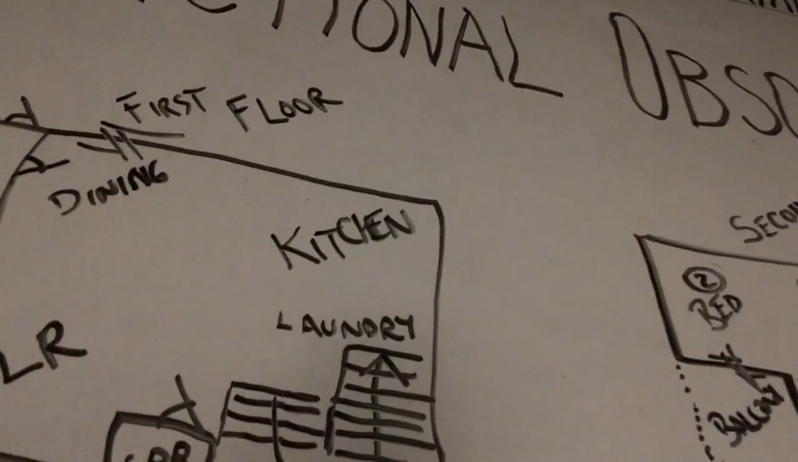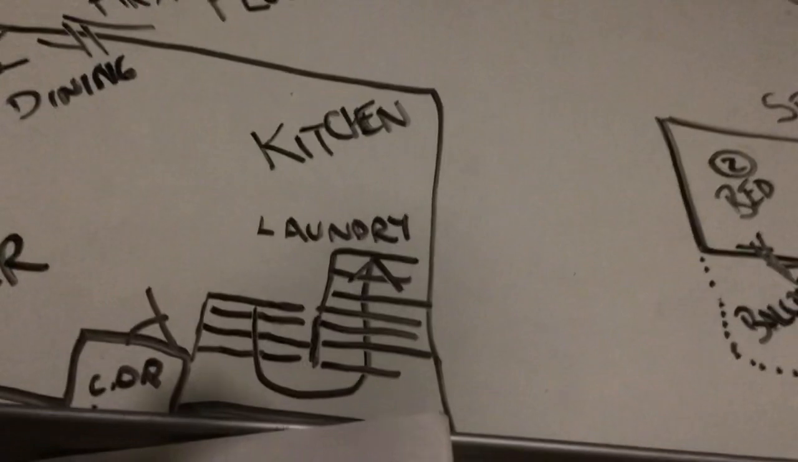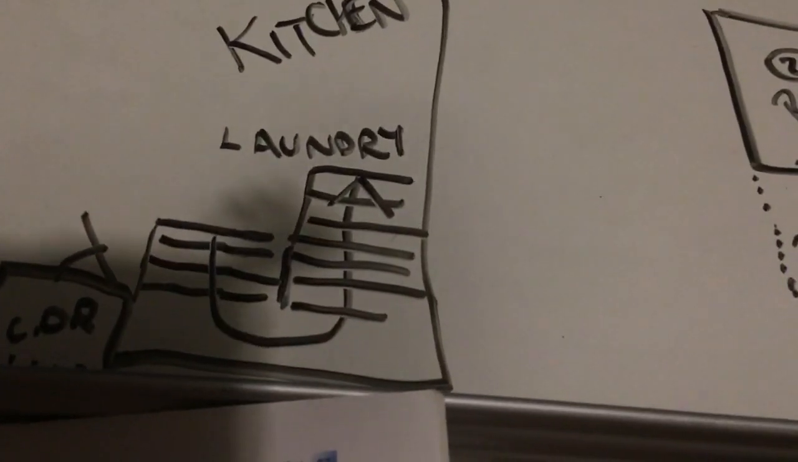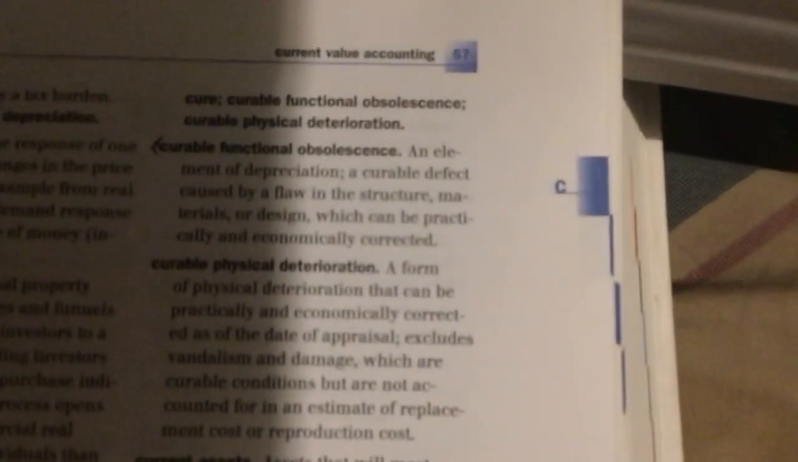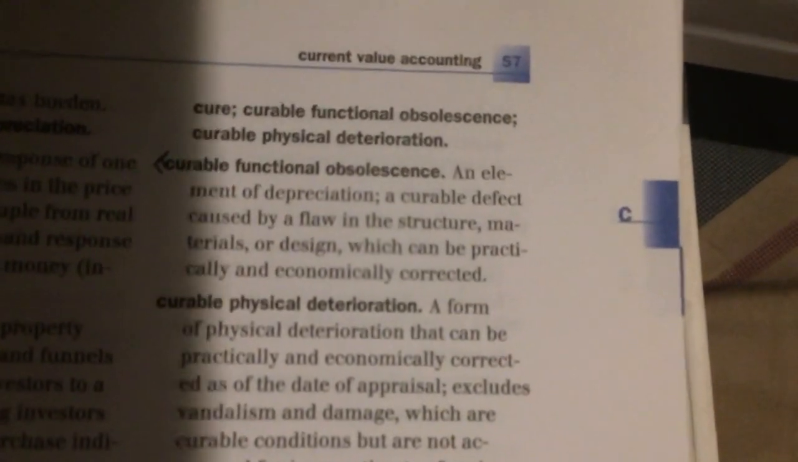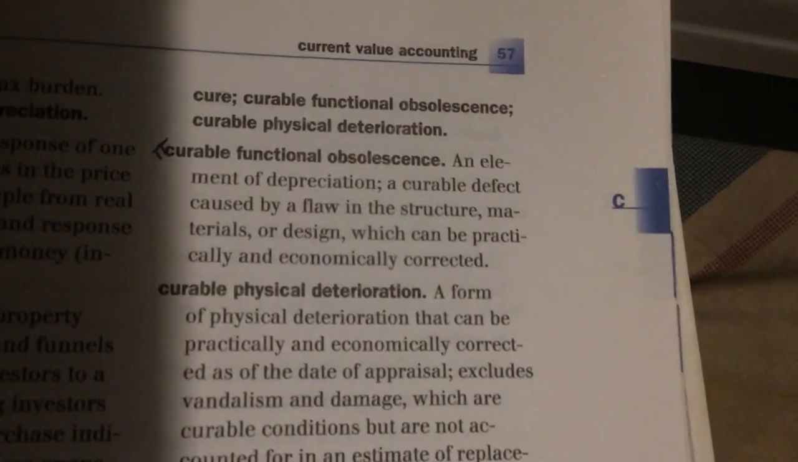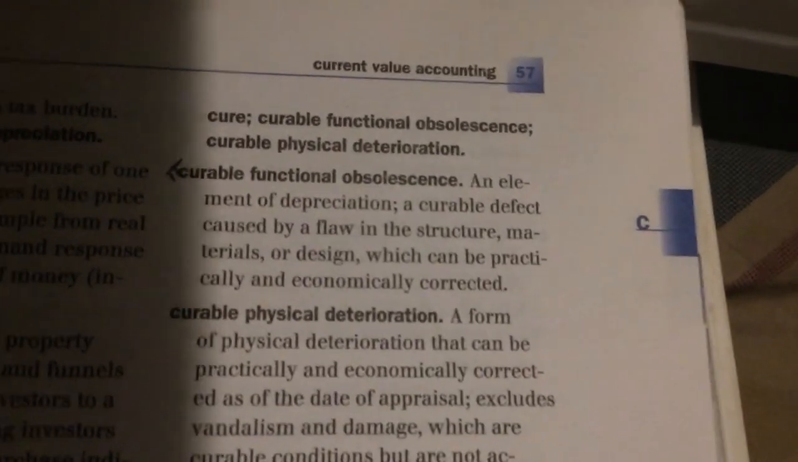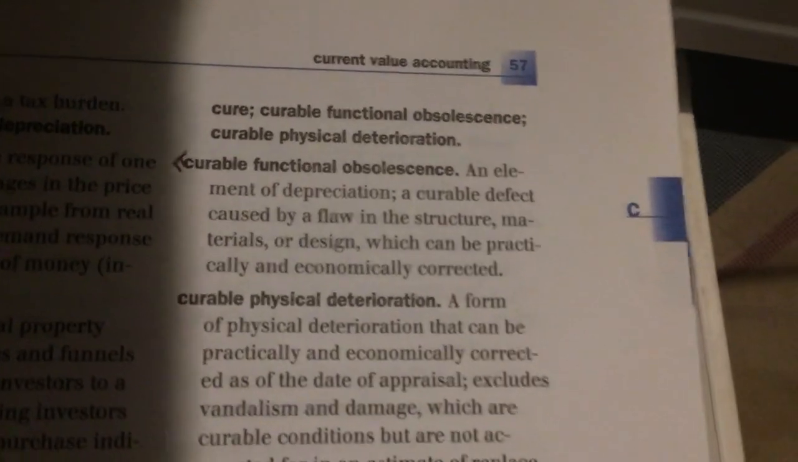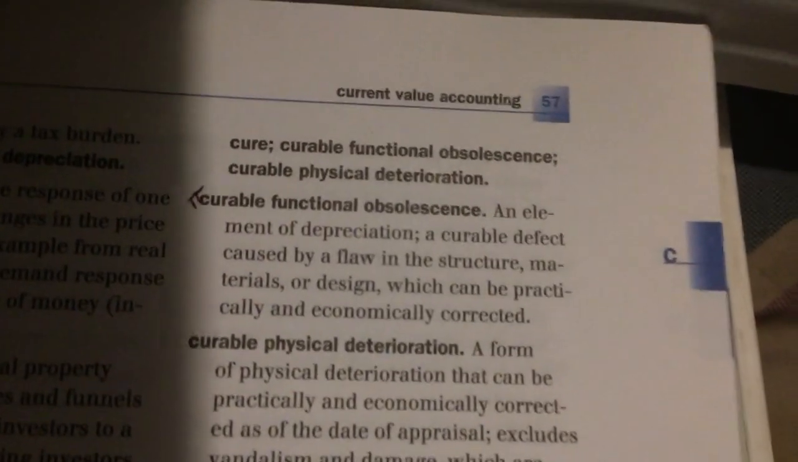And also try to remember, curable functional obsolescence is an element of depreciation, a curable defect caused by a flaw in the structure, materials, or design which can be practically or economically corrected. So if it doesn't cost that much to fix it, then remember it's curable.